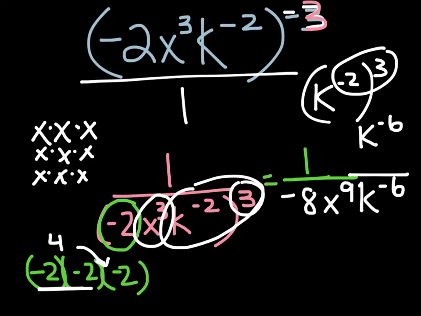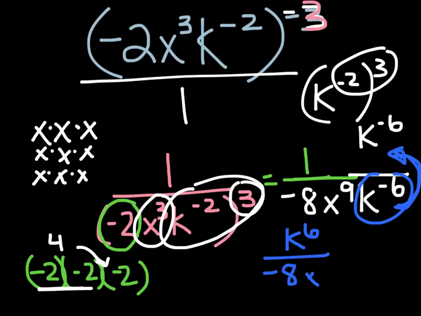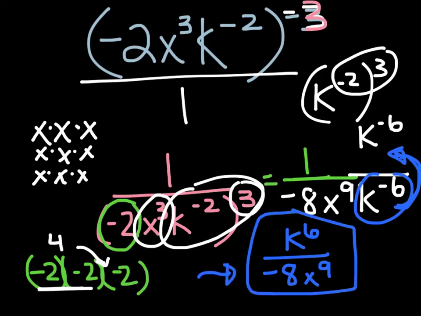Okay, now usually when I assign these, we say no negative exponents. So since it's a negative, I just flip it to the other part. So really it's k to the positive 6, I flipped it up to the top, over negative 8, x to the 9th. There's my final answer for this one. It's okay to have a negative 8, I just don't want a negative exponent.